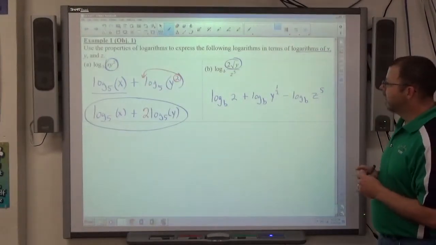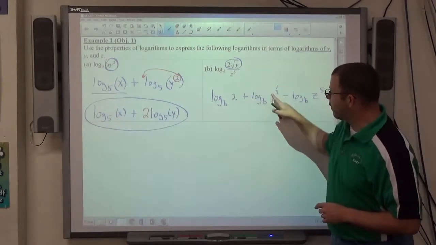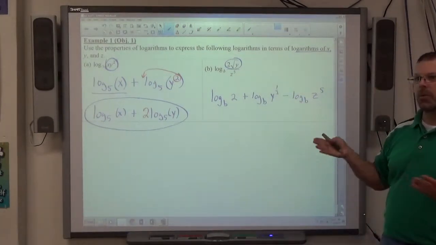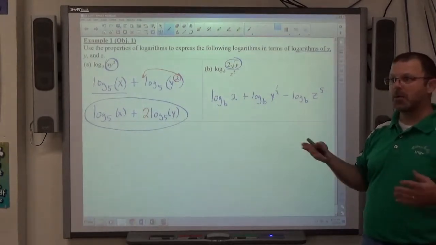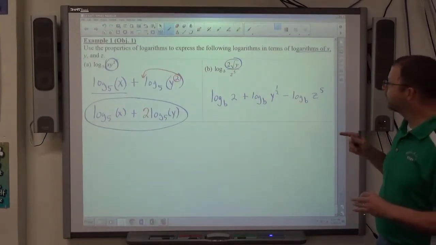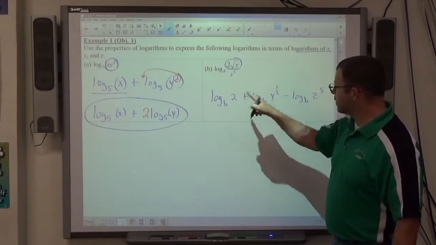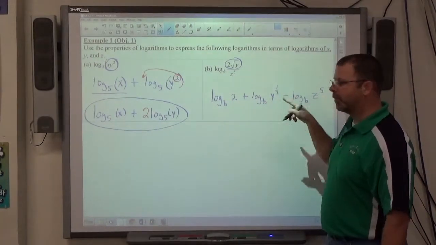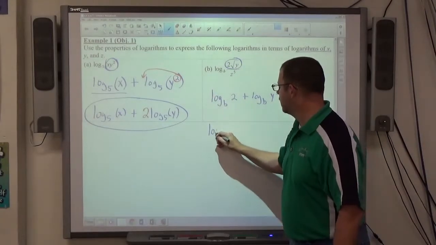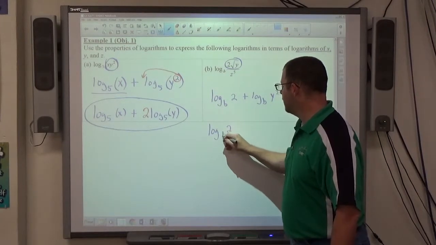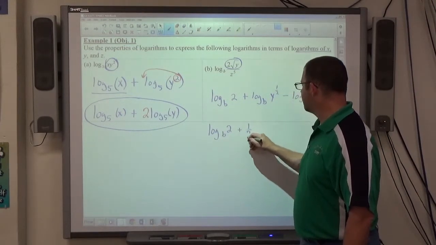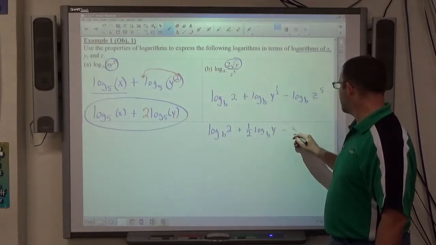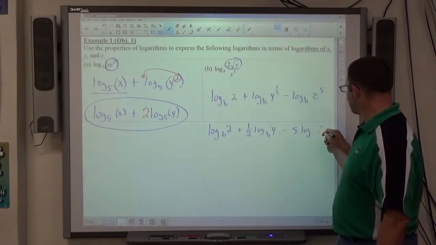Then at this point, and again, square root of y is y to the half power. If it's cube root, y to the 1/3 power. The fifth root of y to the seventh would be y to the 7/5 power. And then what I'm going to do is, this is fine, I can't make that any prettier. This power and this power have to go out in front of their expression, so I'm going to get log of 2 base b plus 1/2 log of y base b minus 5 log of z base b.